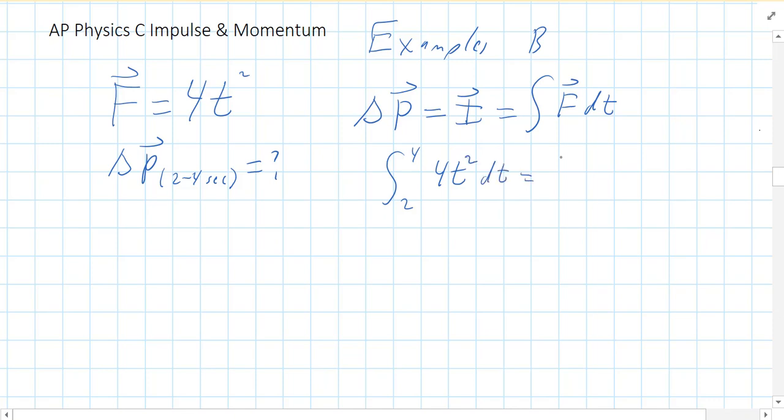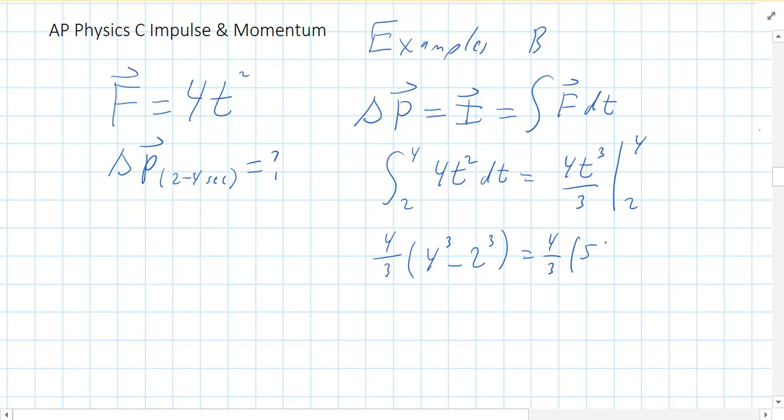And if you integrate 4t squared, you get 4t cubed over 3, and I have to evaluate that from 2 to 4 seconds. So I'll put the 4/3 out front here. You're doing 4 cubed minus 2 cubed. So this is 4/3 of 64 minus 8, which is 56. And 4/3 of that ends up being 74 and 2/3.